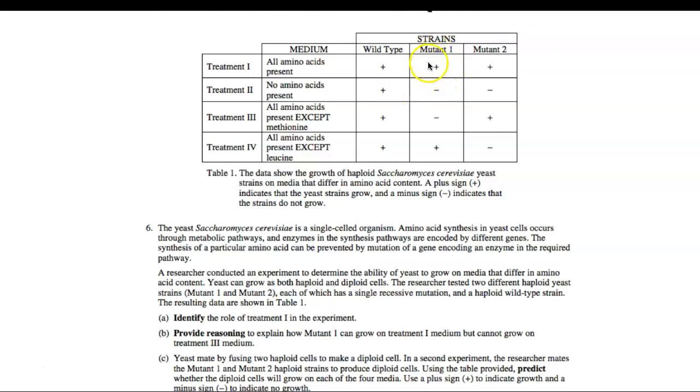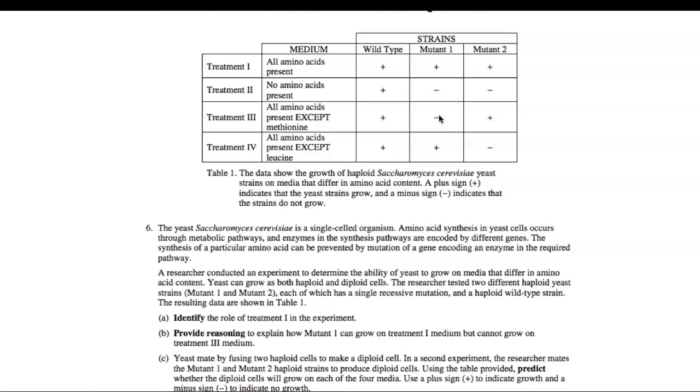Mutant 1 can grow on treatment 1 because it doesn't matter what mutation it has. If all the amino acids are present, it doesn't really matter. It doesn't really matter if it has a mutation in an enzyme, it's still able to grow. I hope that made sense. So it doesn't matter what enzyme it's deficient in, it's not needing to even make any amino acids because they're all present. All right. It cannot grow in treatment 3 because it must have a mutation in the enzyme needed for methionine. So that would be your reasoning.